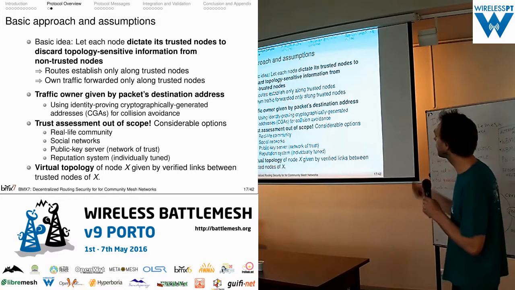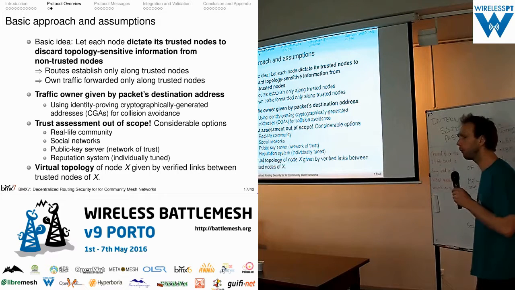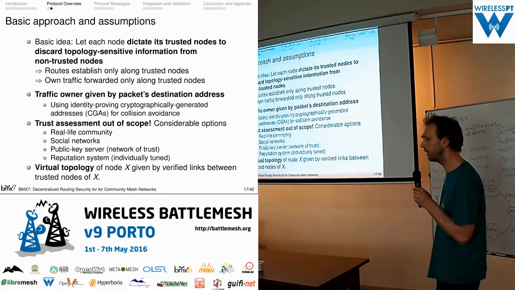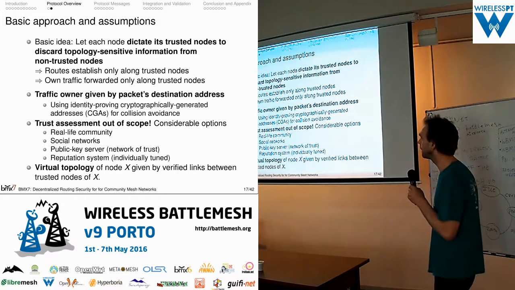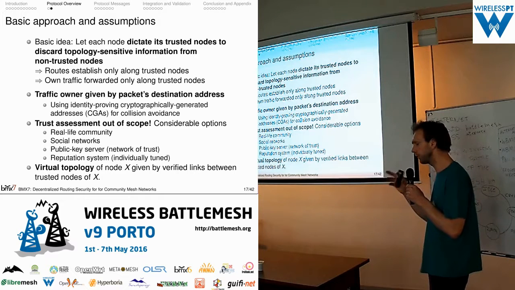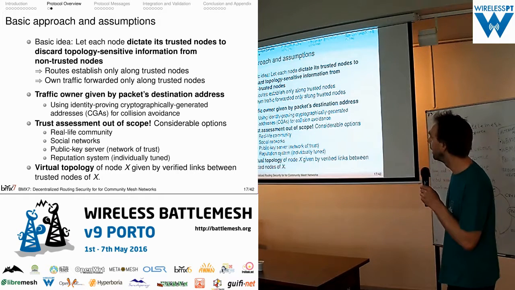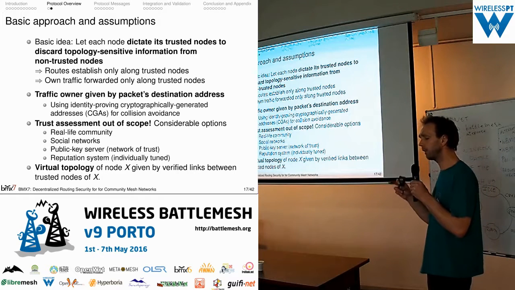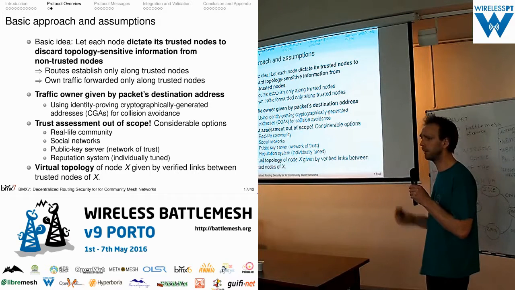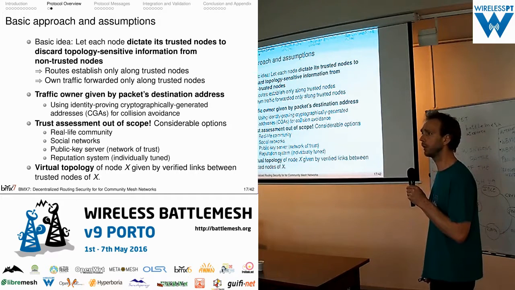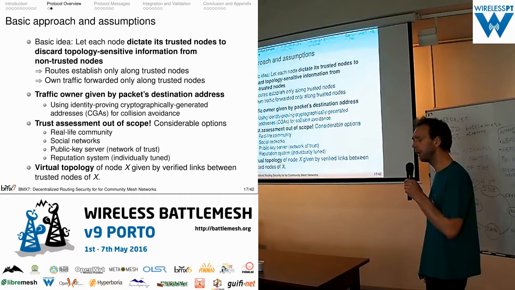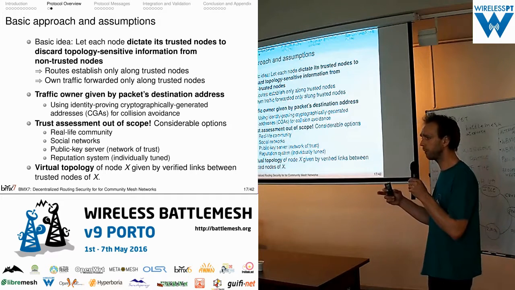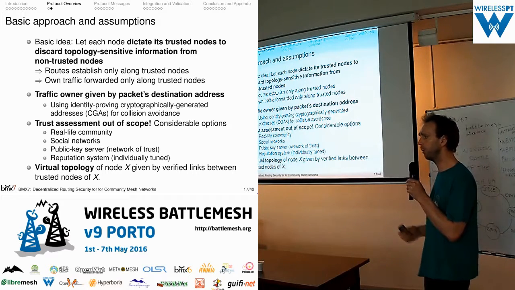One assumption I'm making is that the owner of traffic in general, and the owner of a routing update, is given by the IP address, which is a cryptographically generated address, and the owner of traffic particularly is the node which has this IP address in the destination field. So it doesn't matter where a packet is coming from, the destination has the power to control where it can be routed and where it should not be routed.